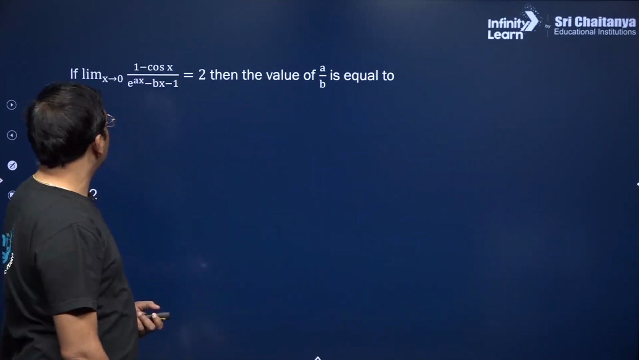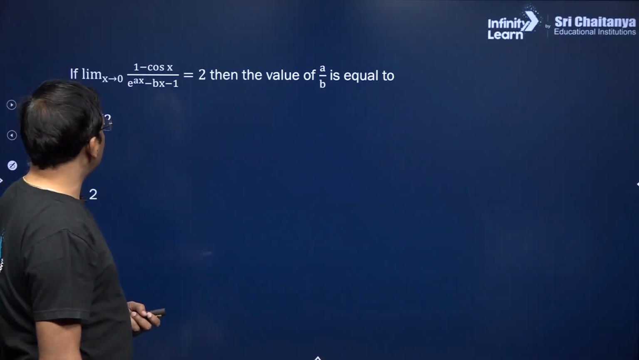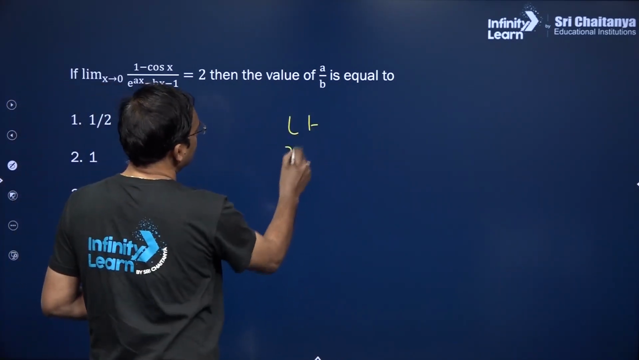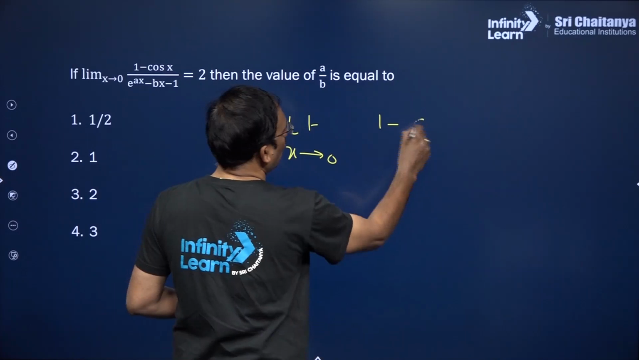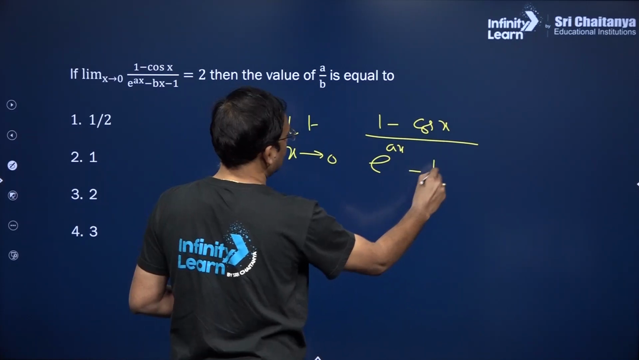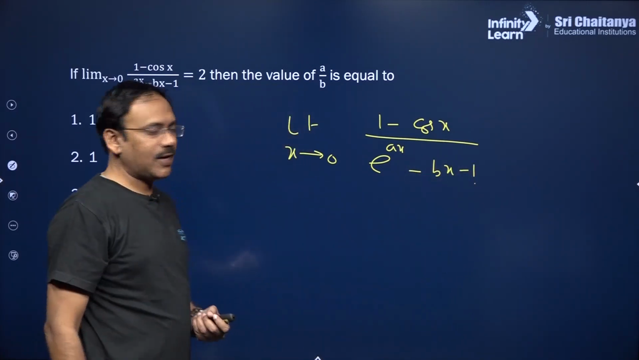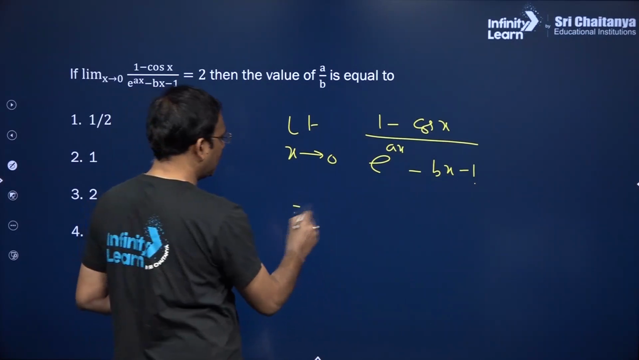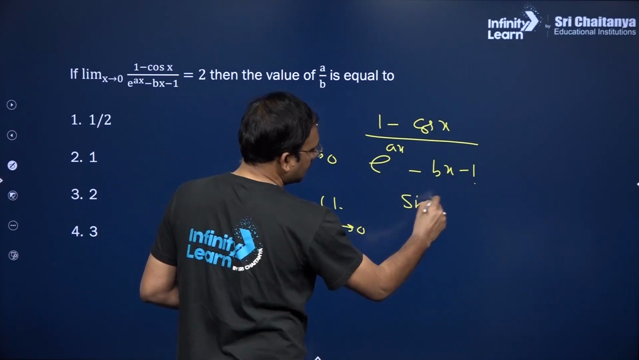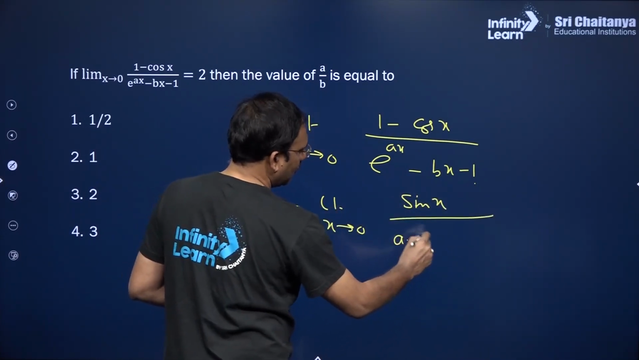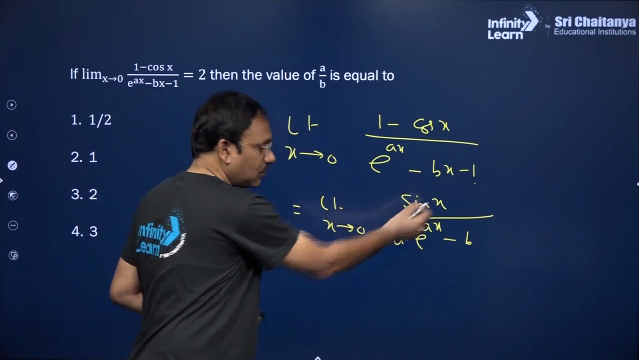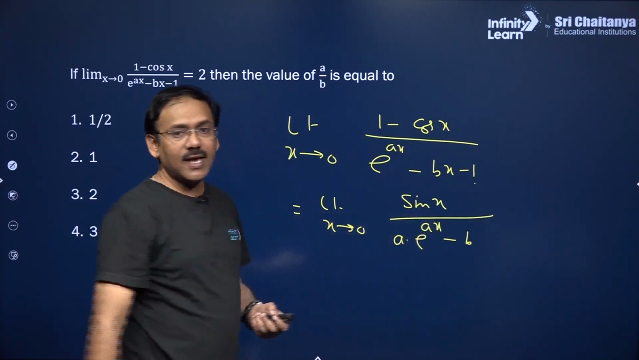Fine. Next, see this question: the given limit as x tends to 0 of (1 minus cos x) by (e power ax minus bx minus 1). If you just substitute, you will get 0 by 0. Just take L'Hospital's rule, my dear friends. Its derivative is sin x by (a into e power ax minus b). When you put x tends to 0, the numerator is 0, the denominator is a minus b.